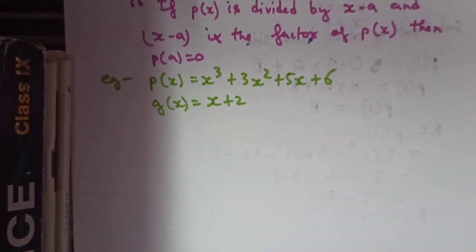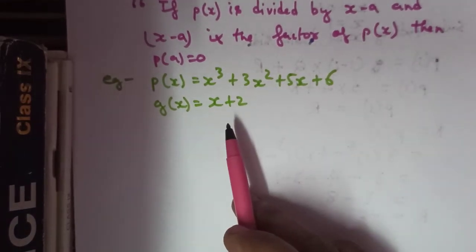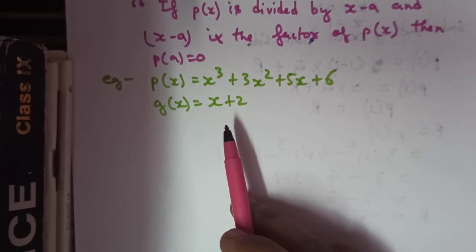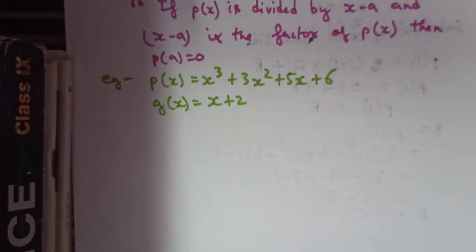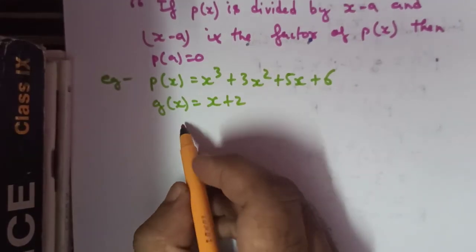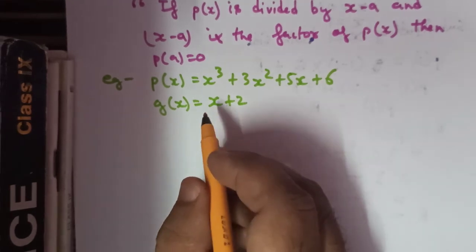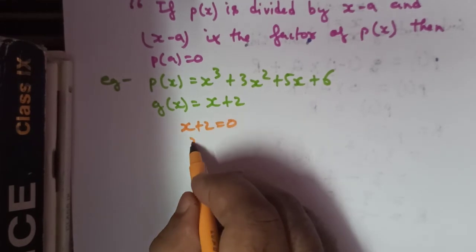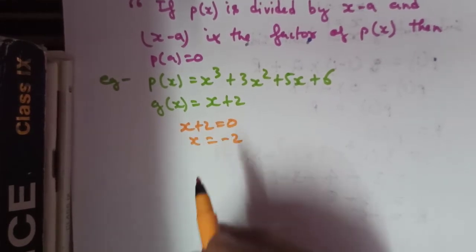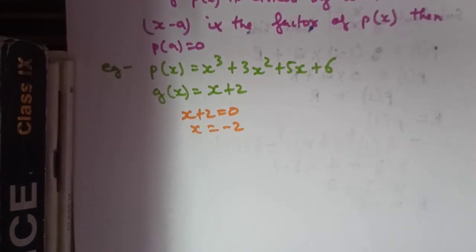Now if it is divided by x minus a and the divisor polynomial is x plus 2, we can calculate the value of a. So how can we calculate? Simply, we will find the zero of this divisor polynomial: x plus 2 equals 0, then x will be equal to minus 2. We got the zero of the polynomial x plus 2, that is minus 2.